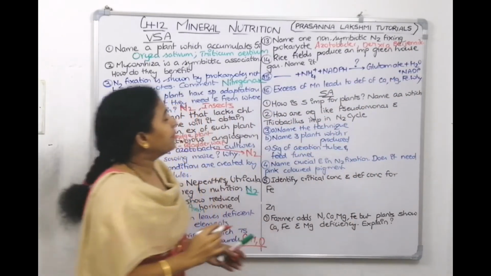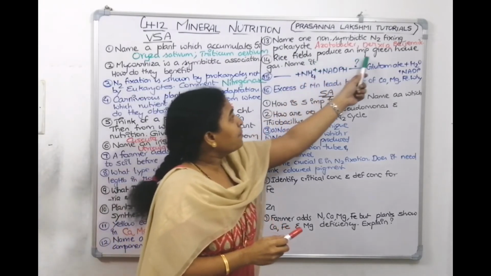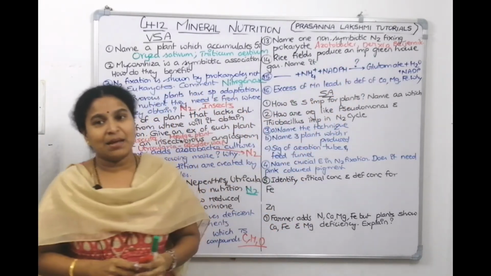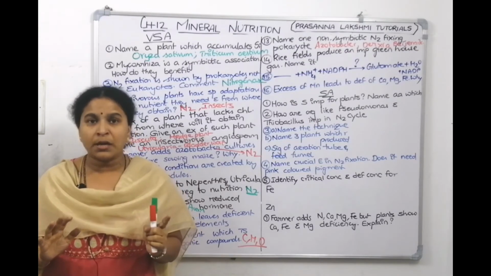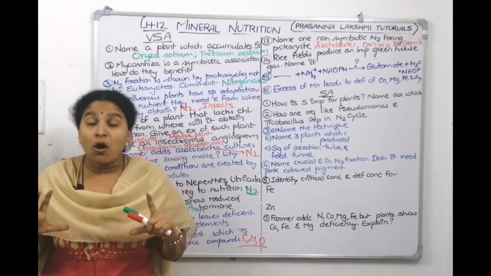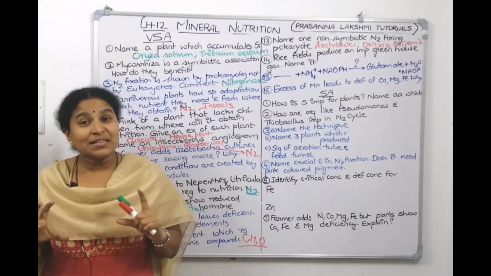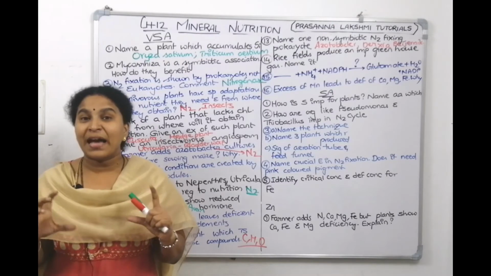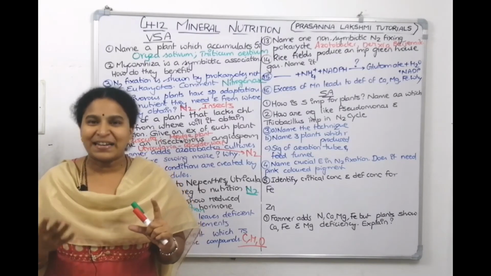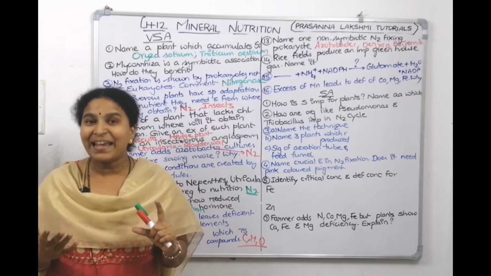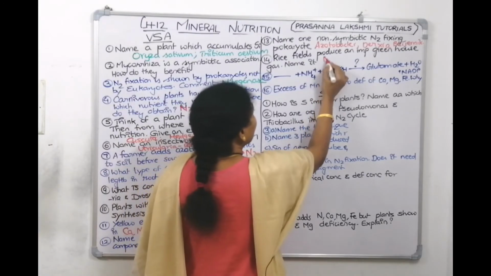Beechernicia is a third example. Next, 14th question. Rice fields produce an important greenhouse gas. Name it. Have you seen rice plantation, agricultural crops where rice is growing? Rice grows in waterlogged soils. When water is there, oxygen will not be there. When oxygen is not there, fermentation is happening. Anaerobic conditions are happening. Then under anaerobic conditions, methanogenic bacteria will grow and they produce methane. So name the greenhouse gas. The answer, children, is methane.